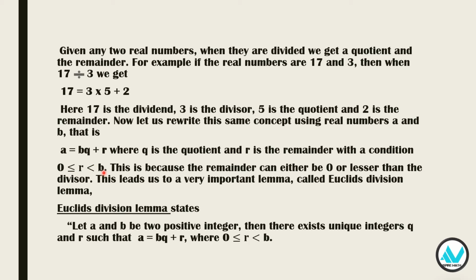Now here, why this condition? Here my remainder should either be 0 or it should be lesser than my divisor. Now this leads to a very important lemma called Euclid's Division Lemma. Now what does Euclid's Division Lemma state? Let A and B be two positive integers, then there exist unique integers Q and R such that A equals BQ plus R, where 0 less than or equal to R less than B.